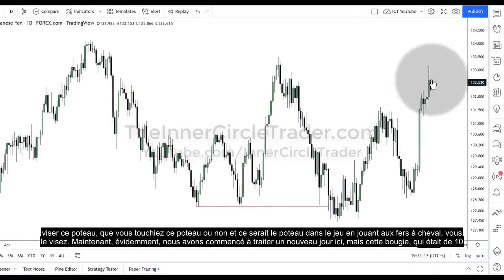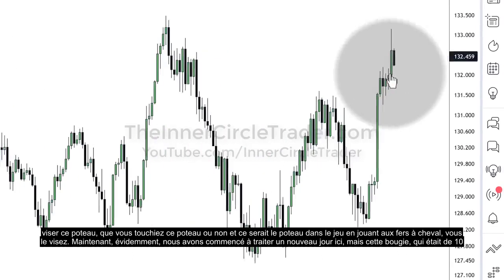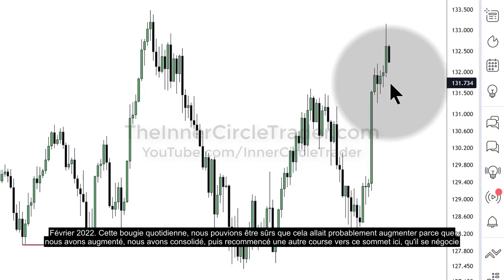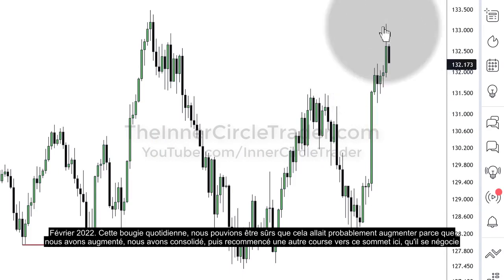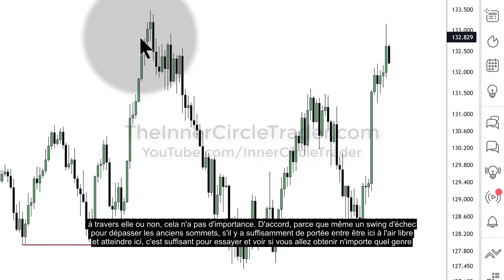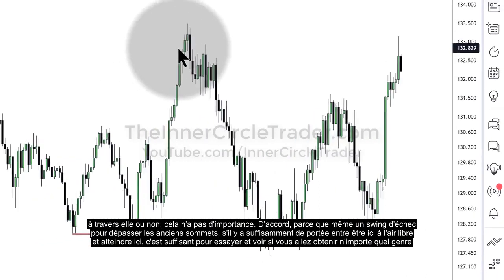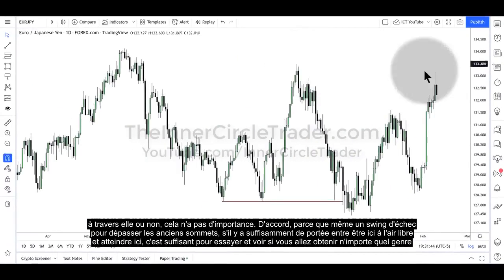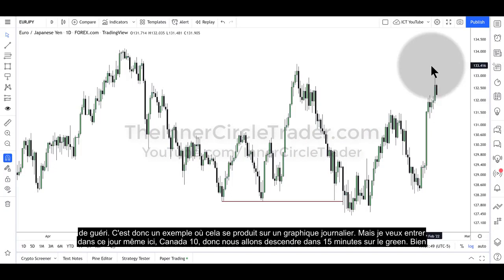Now, obviously, we started trading a new day here, but this daily candle, which was the 10th of February, 2022, we could trust that this was likely to go higher because we went up, we consolidated, and then started another run into this high here. Again, whether it trades through it or not, it's irrelevant, because even a failure swing to get above old highs, if there's enough range from the open to reaching up to here, that's enough to take a stab at it and see if you're going to get any kind of yield. So that's an example of it occurring on a daily chart.